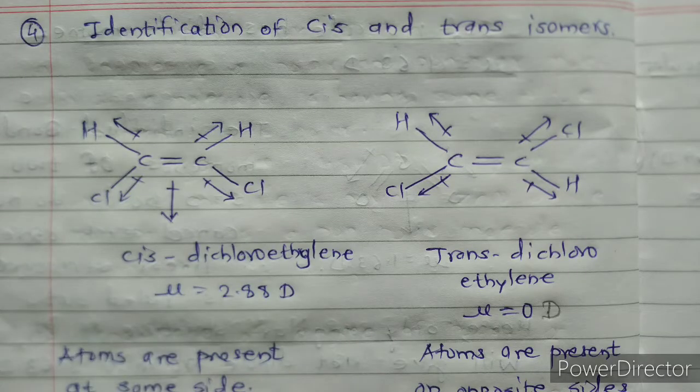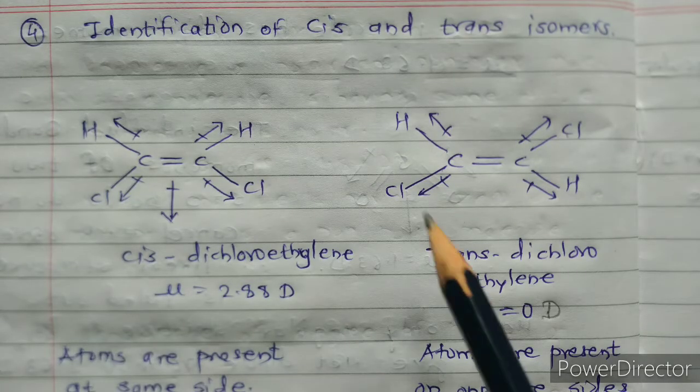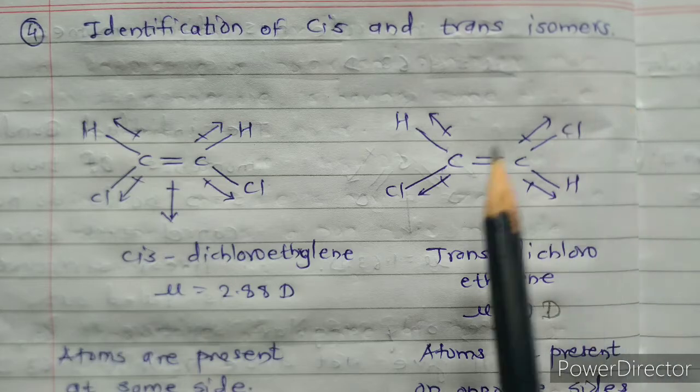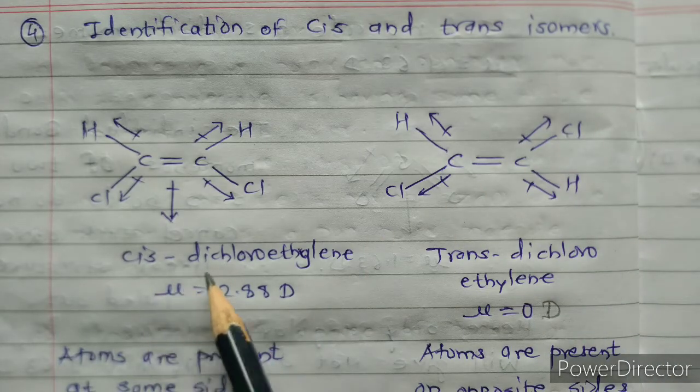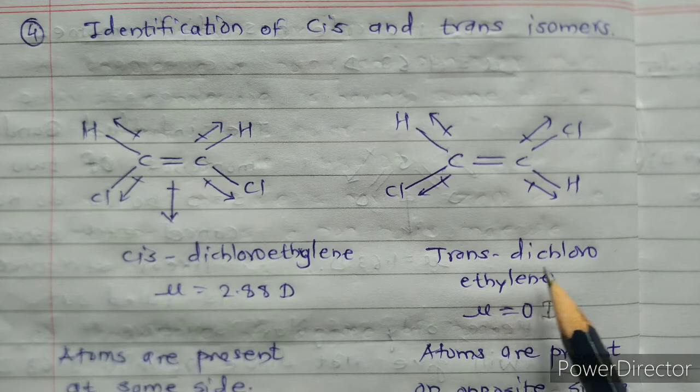With the help of dipole moment, we can identify cis and trans isomers. For example, cis-dichloroethylene and trans-dichloroethylene.